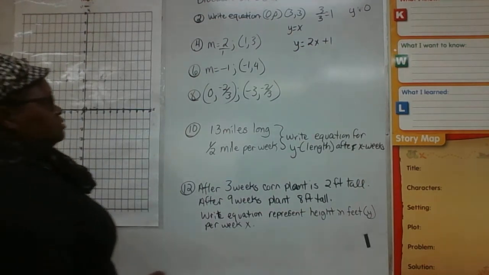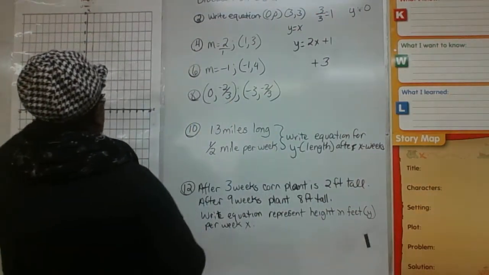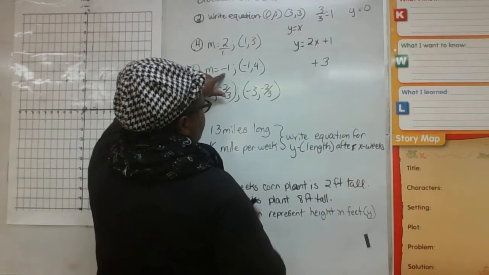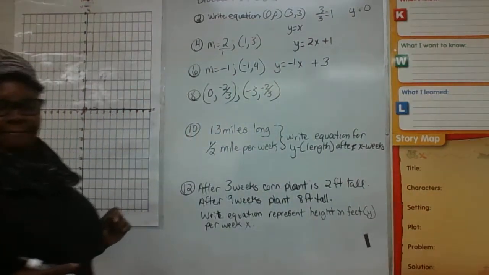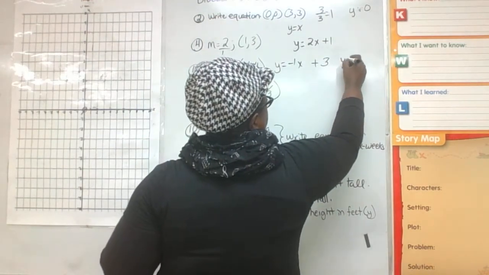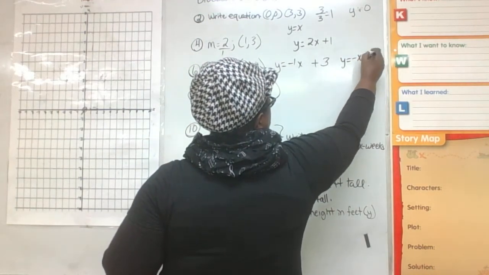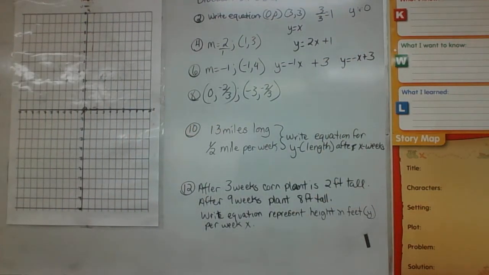So 3 is our intercept. 3 being our intercept, which is positive, okay? It's a positive 3. And our slope, we already know, so that is the equation for that line, okay? Which can also be written as y is equal to -x plus 3. That's number 6. All right, let's take a look at number 8.